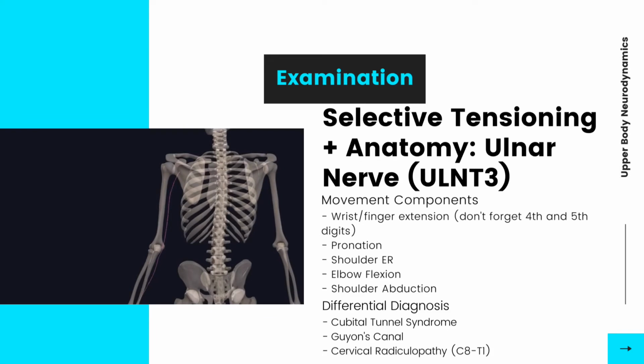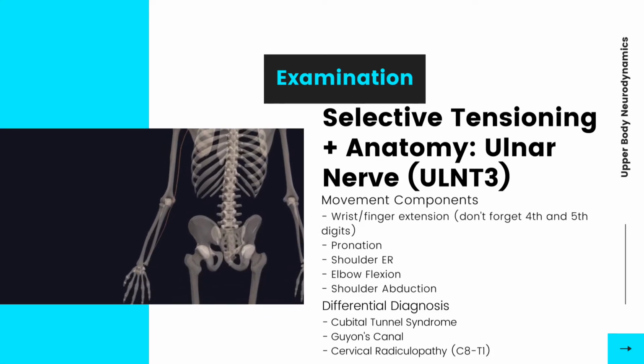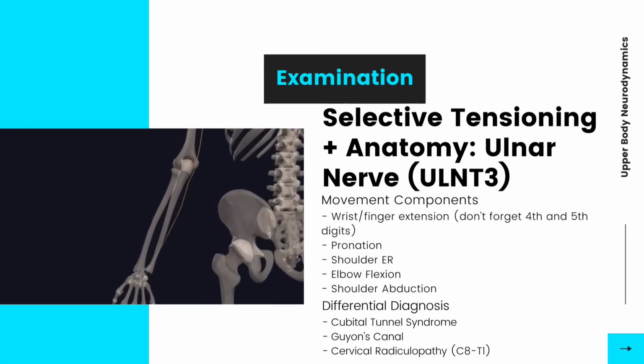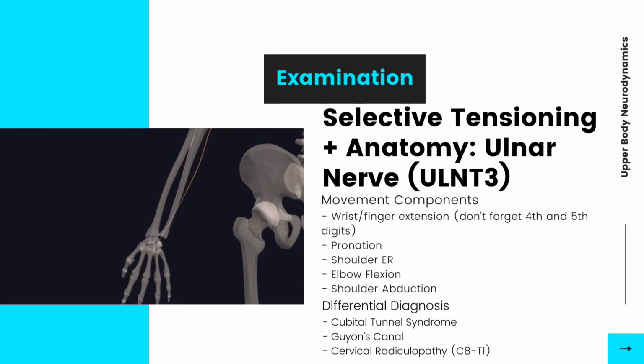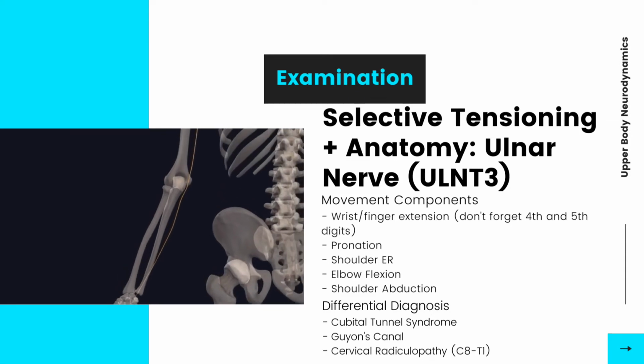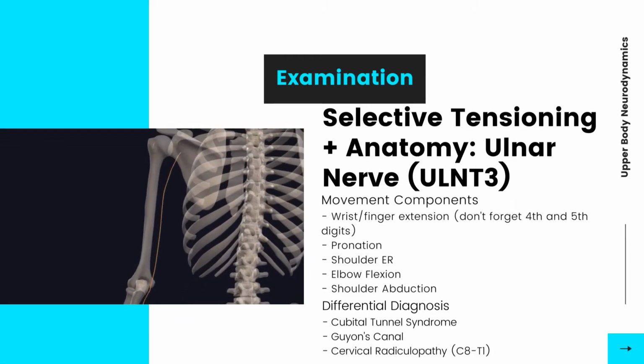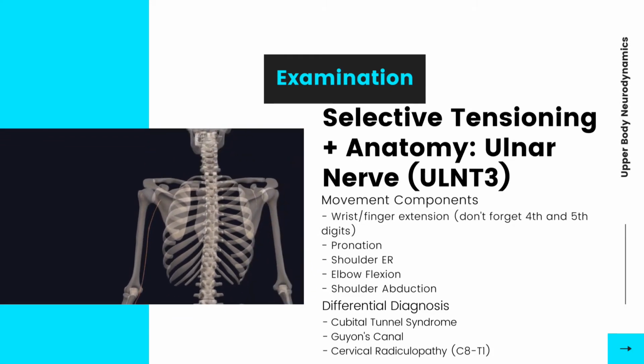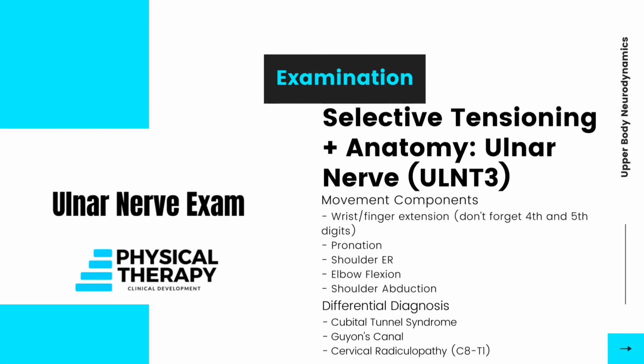So again, understanding the anatomy will help you better understand why we use the movements and the positions that we do. So again, for the ulnar nerve, we've got shoulder abduction, elbow flexion, shoulder external rotation, forearm pronation, and wrist and finger extension, which again should make sense when reviewing the anatomy.